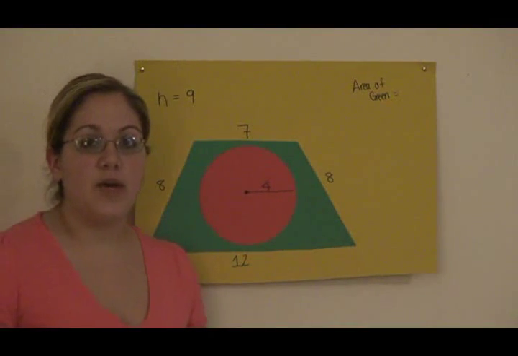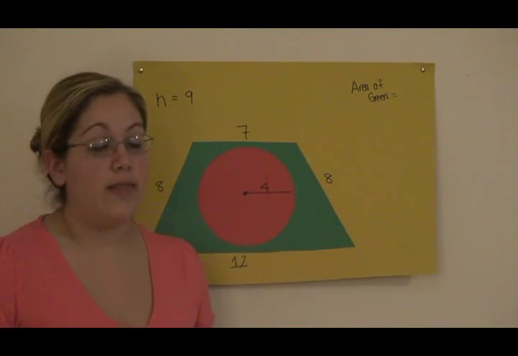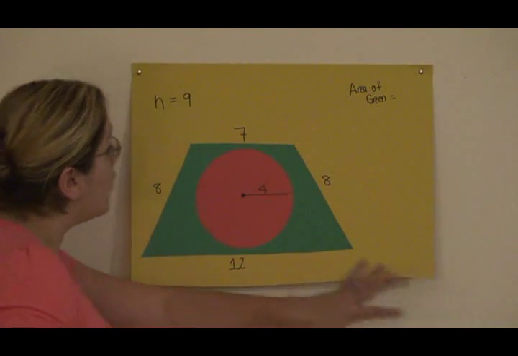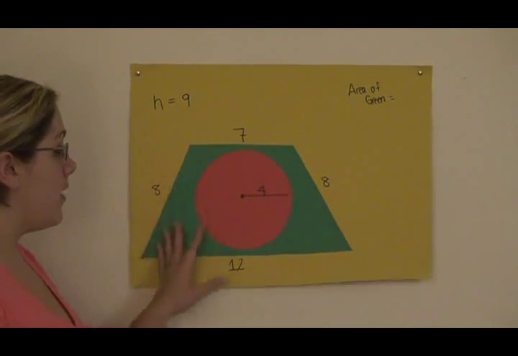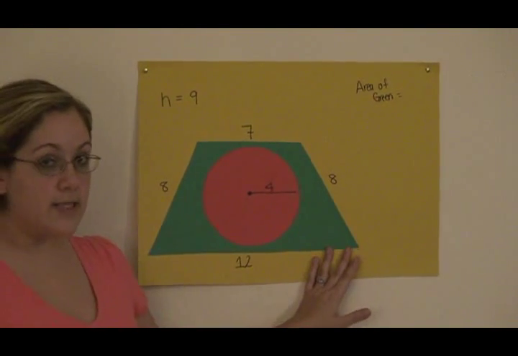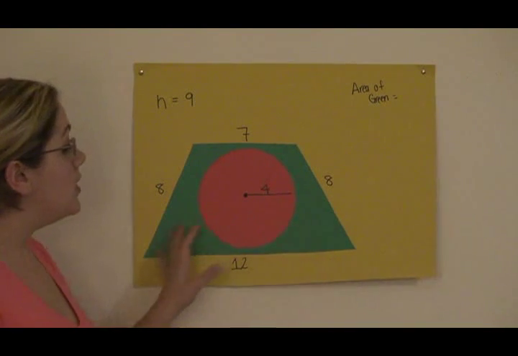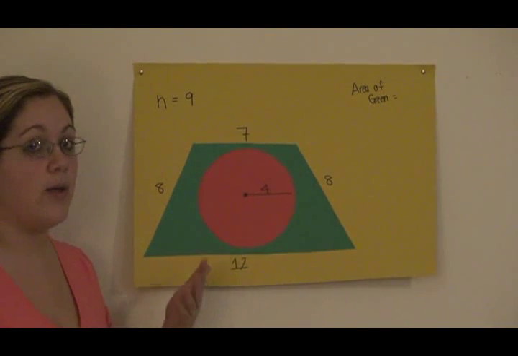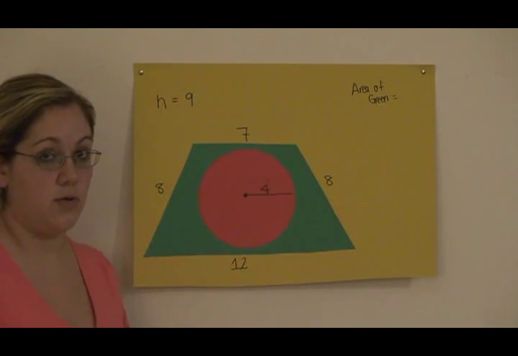The last problem that we're going to be taking a look at today is one that may seem extremely difficult, but really is not that hard. We're going to be trying to find the area of the green that you see here. Like the last problem that we did, we're going to do the same thing, except we're finding the area of a trapezoid, and we already know how to find the area of a circle.